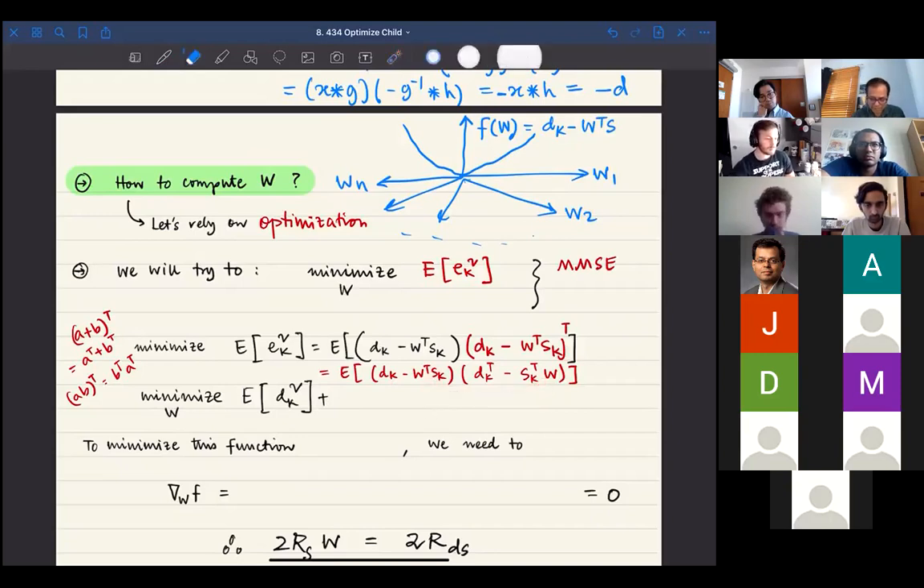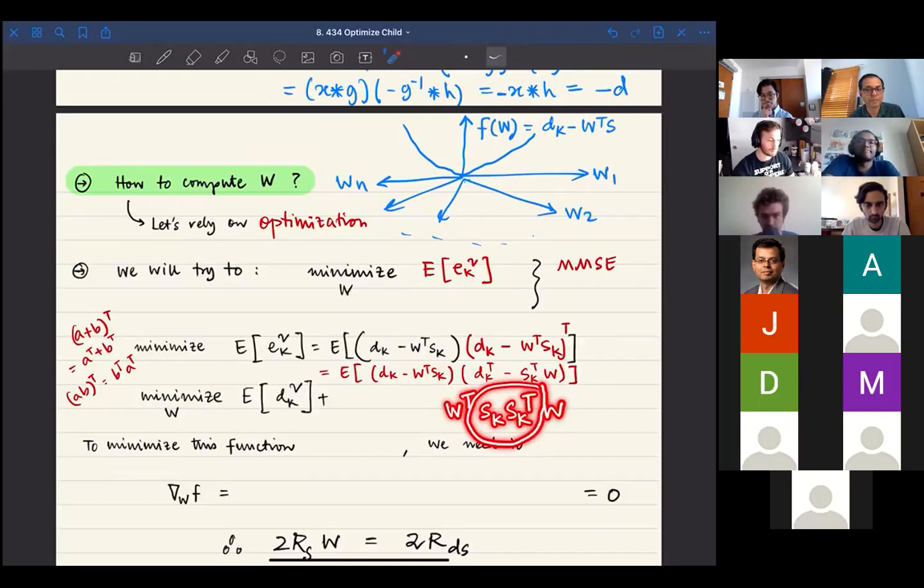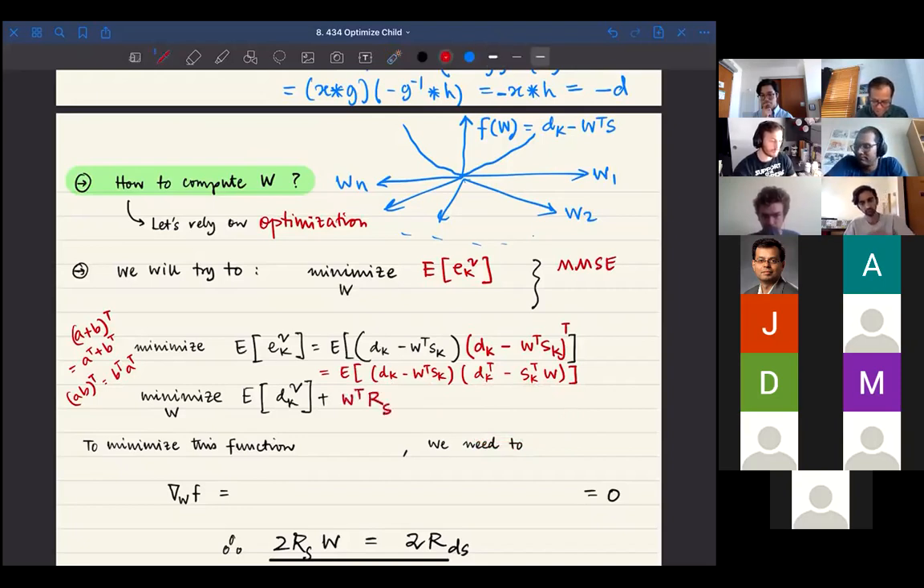That becomes W transpose SK transpose W. SK transpose is covariance. Okay, so that becomes W transpose RS W. This is covariance.